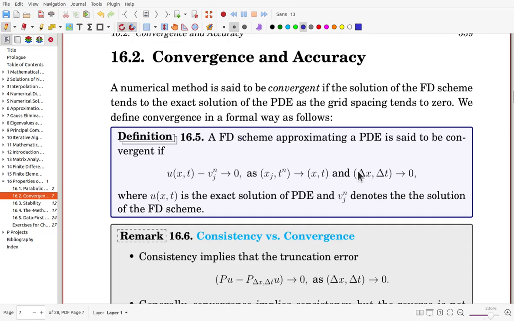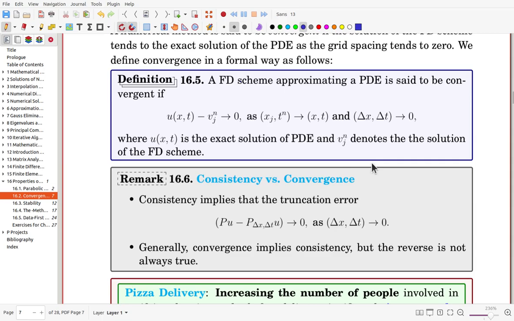Let's see the difference between consistency and convergence. Consistency implies that the truncation error converges to 0 as the grid spacing goes to 0. Generally, convergence implies consistency, but the reverse is not always true.